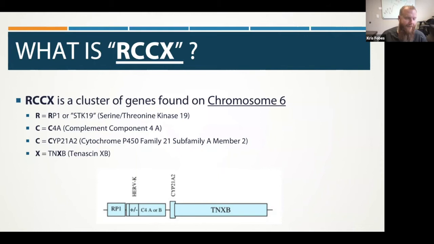The first C is C4A or C4B. That one's probably one of the more known ones. The second C is the CYP21A2. And the X is from the TNXB. And down here at the bottom, you can see how this is laid out on the chromosome. So you've got the RP1, C4A, and B. There's HERVK here, which I'll discuss a little bit later. Then we've got the CYP21A2 and TNXB module.